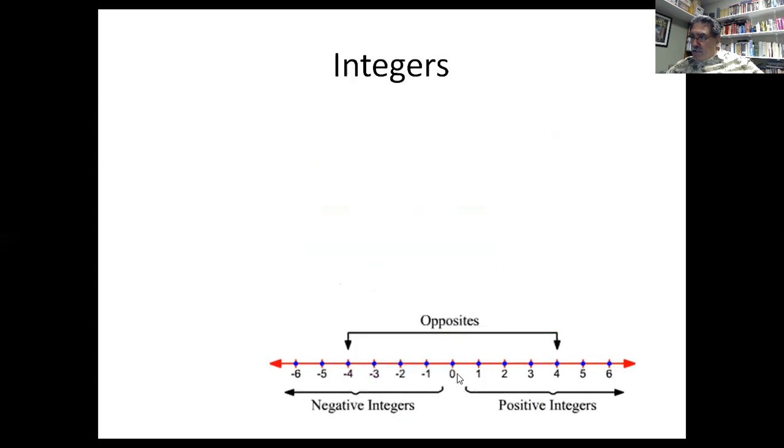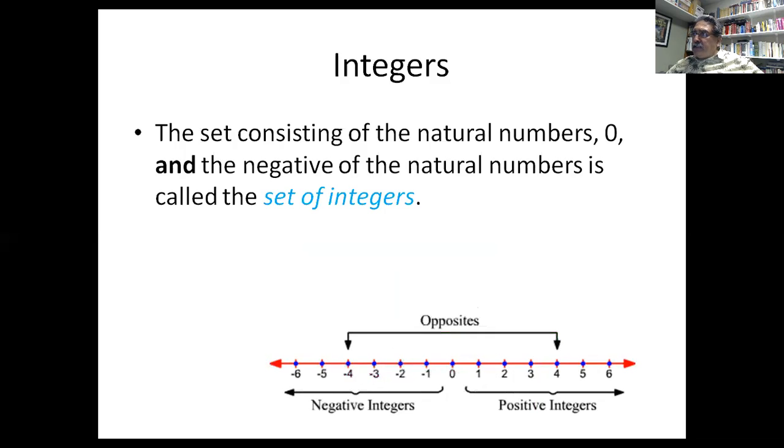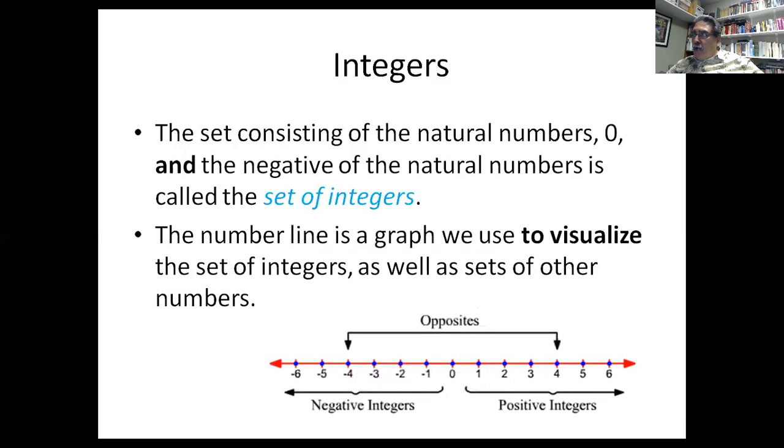This is the integers. This is the origin, negative, positive. Plus 4 and minus 4 are opposites of each other. There are 8 units of distance between them, 4 here and 4 over here. Okay? The set consisting of the natural numbers, 0, and the negatives of the natural numbers is called the set of integers. The number line is a graph to visualize the set of integers as well as the sets of other numbers.